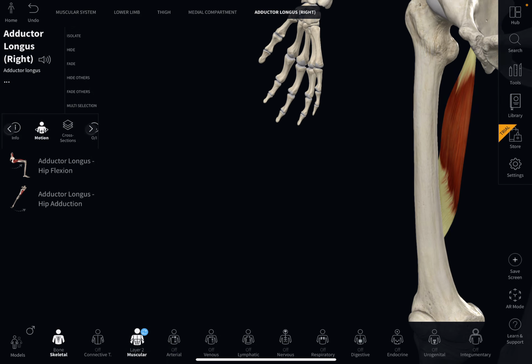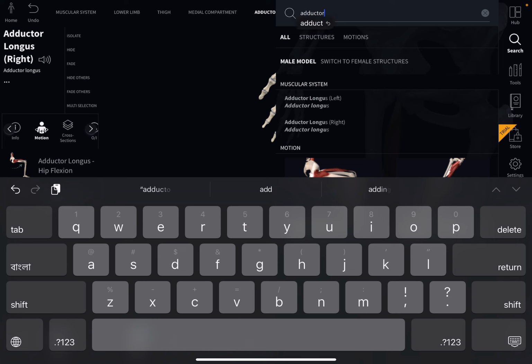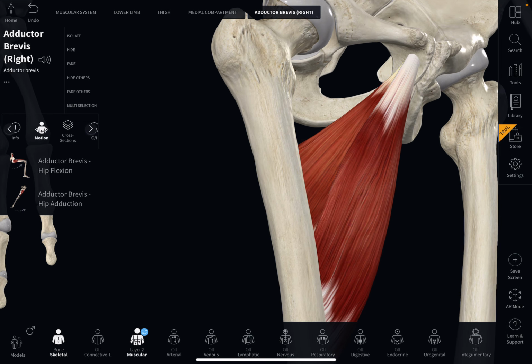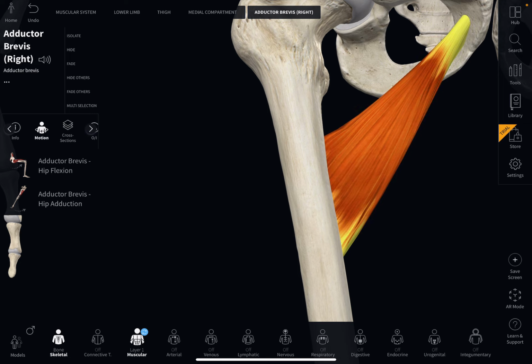All right. Then we have the next muscle, which is adductor brevis. Behind the longus, this one is the adductor brevis. Let me just remove the longus one here. So this one is the adductor brevis.